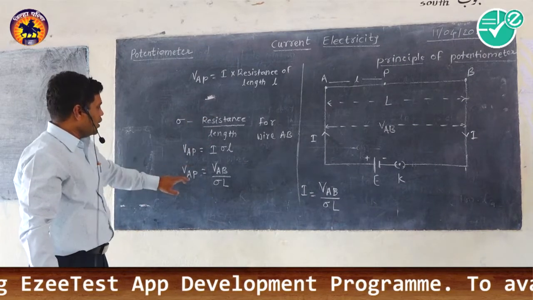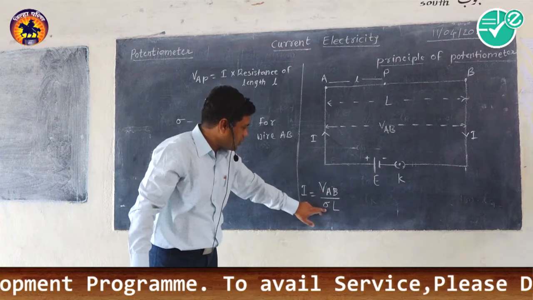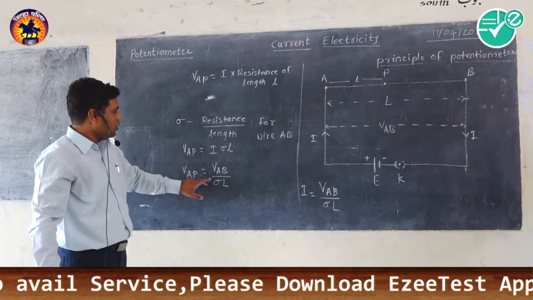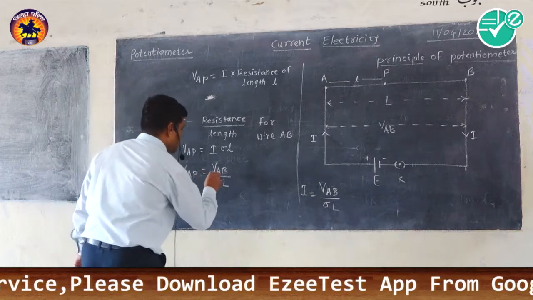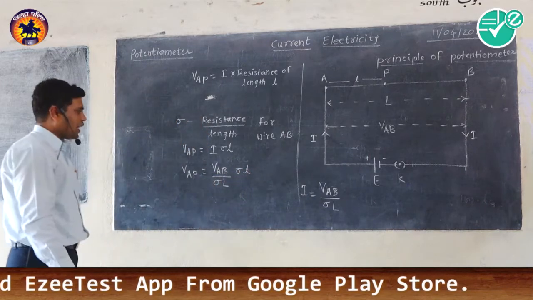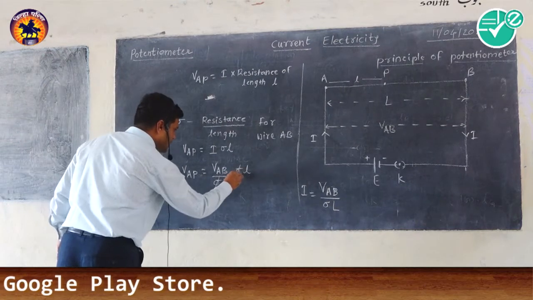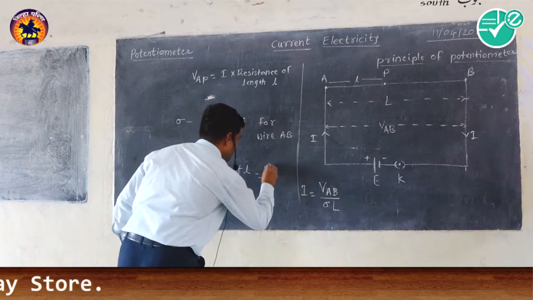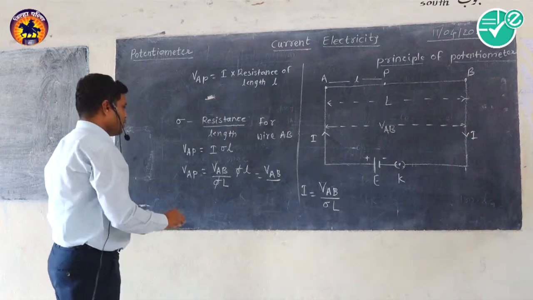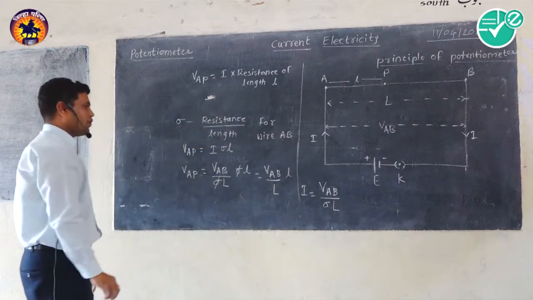So, total potential across AB divided by total resistance gives the current, and we put the value of current in this formula, which is into sigma into L. In this diagram you will observe that sigma gets cancelled, and we get VAB, the potential across AB, into small l divided by L. This is the formula we get.